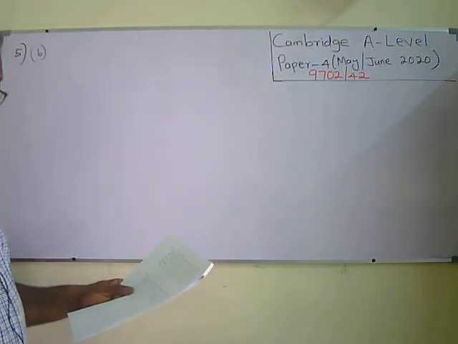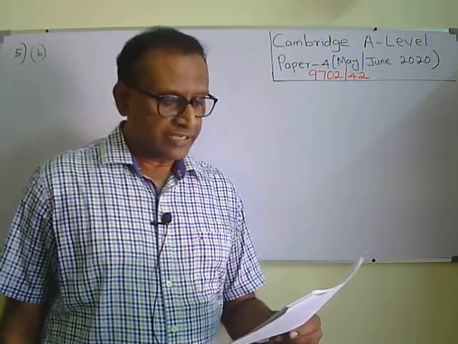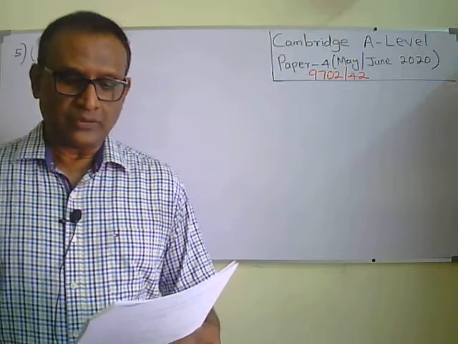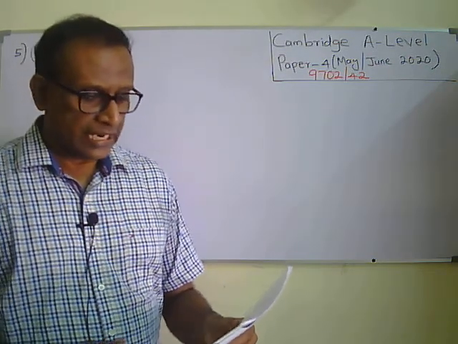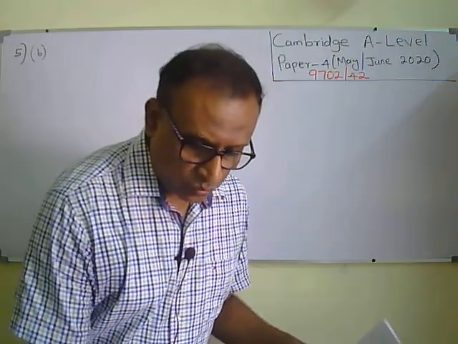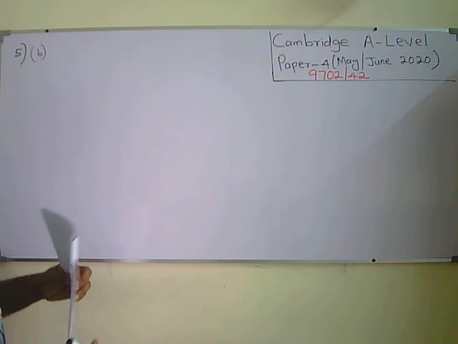Okay, question number 5, B part. By reference to specific acoustic impedance, explain why there is very little transmission of ultrasound waves from air to skin. Okay, so what does this reflection coefficient mean?